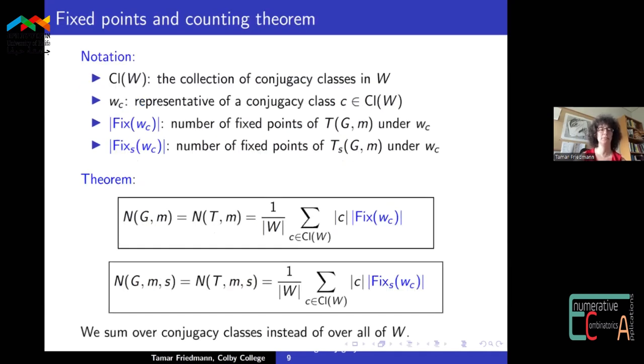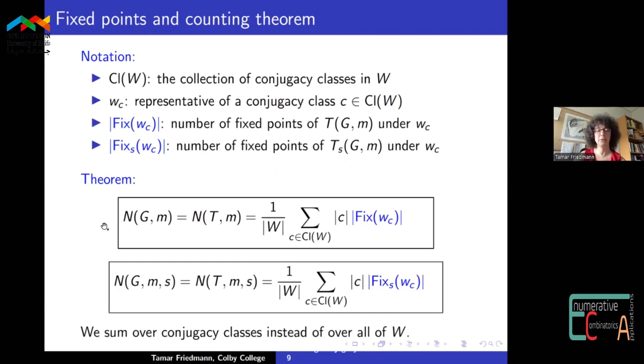Here's our counting theorem. So here's some notation. We need to look at the conjugacy classes in the Weyl group. We need a representative for each conjugacy class. And now we need to look at the fixed points, which is what Burnside's lemma tells us to do. We have T(G,M), which is all the elements in the torus that have order dividing M. And this Fix(w_C) is the number of fixed points in the torus under the action of the Weyl group. And then T_S(G,M) is the subset of the torus of elements of order dividing M that has exactly S distinct eigenvalues.